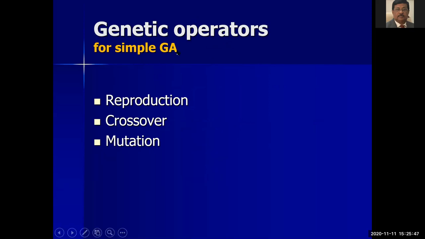In case of simple genetic algorithm, three genetic operators are simulated. These are all the genetic operators simulated to solve an optimization problem. The first one is called the reproduction operator, the second is the crossover operator, and the third one is the mutation operator.